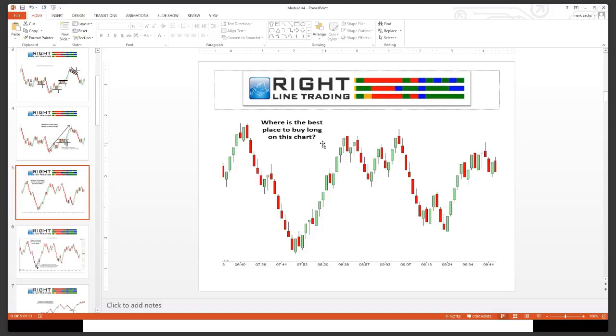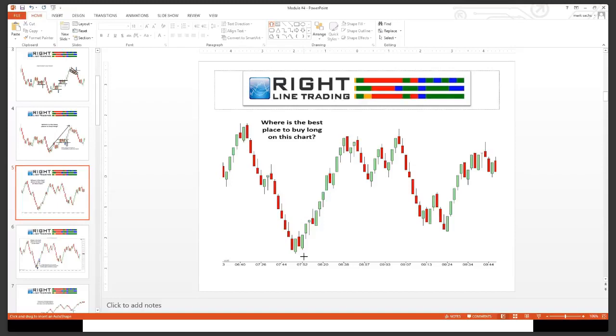Now, where's the best place to buy long on this chart? I put this slide up to show you the best single candle entries. Later on, it's hard. I left the times down here on most of them so that you could give me a time, but I just want to do these because I want to make it clear where we are.